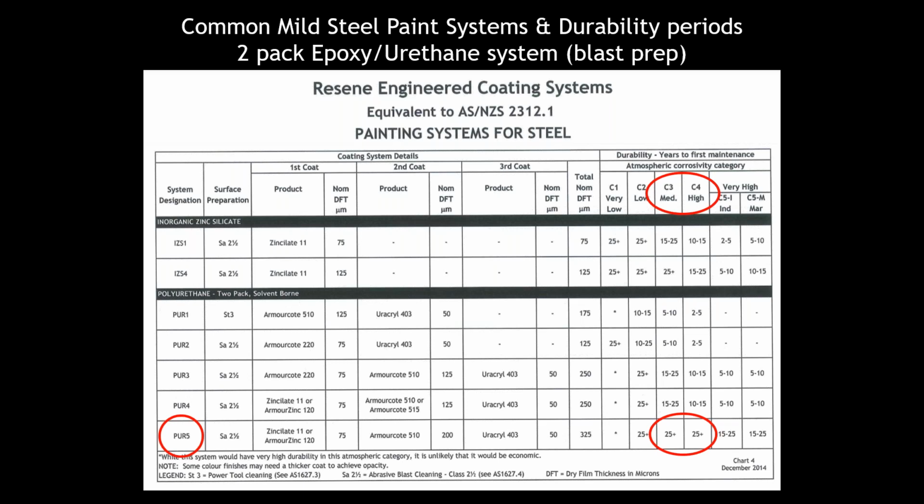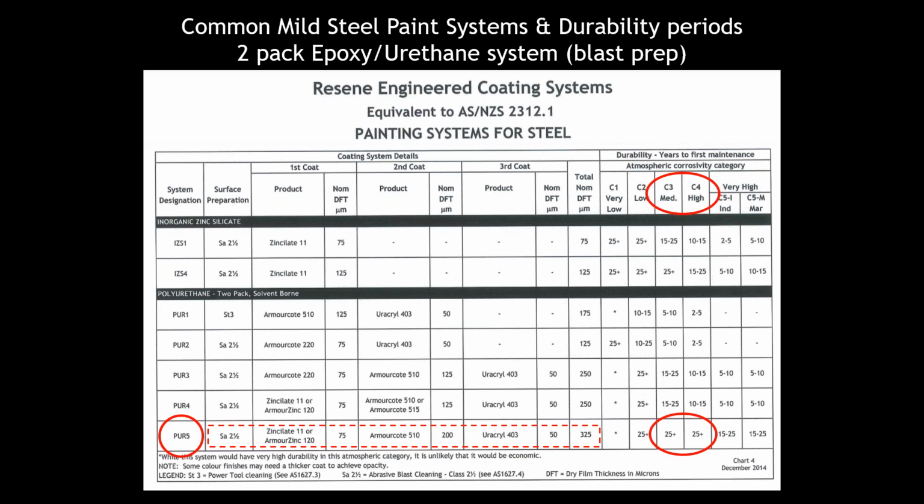We're just showing you the categories there, C3, C4. Down the bottom there, we're looking at a 25-year durability period, one of the most common, and that gives us a PUR5 system. And then it's a really simple thing for us to pull out the paint system as you see it. So we're not making these things up as we go. It's really clearly defined what's required.